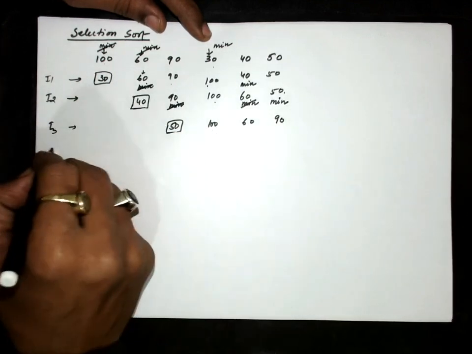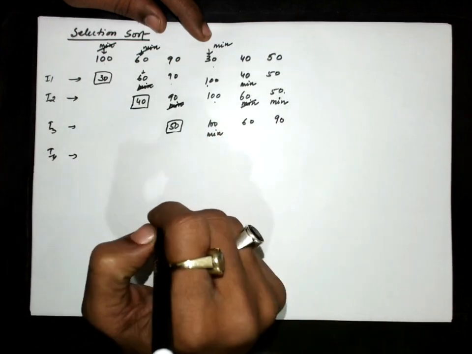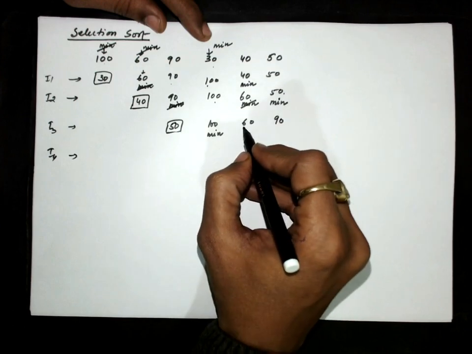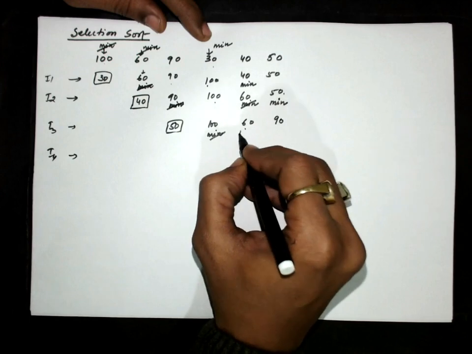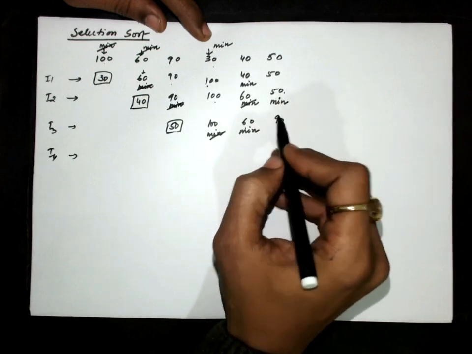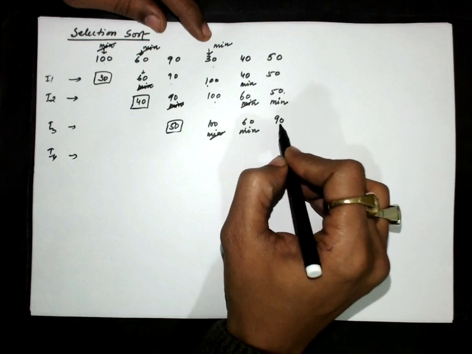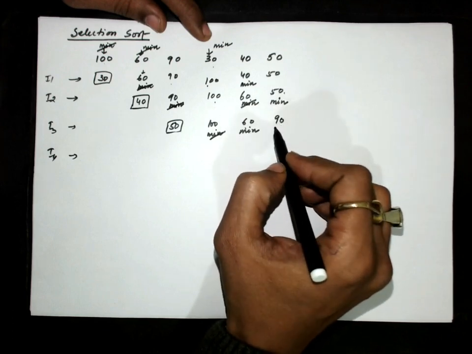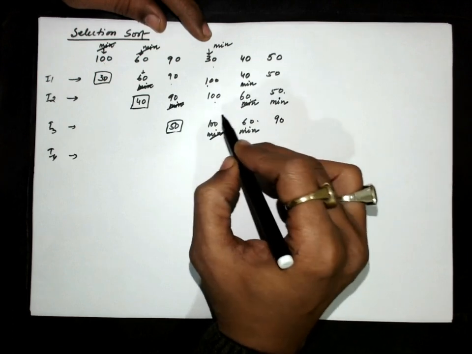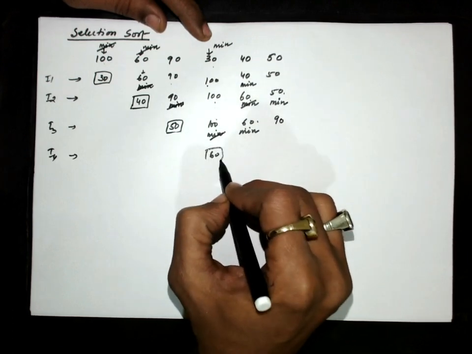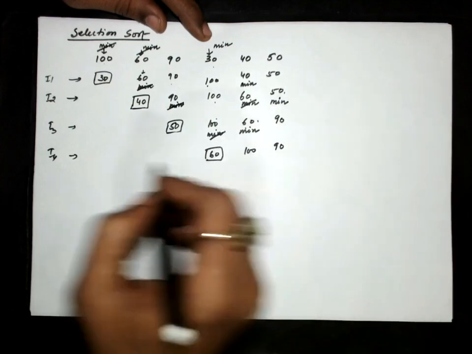Let us do another iteration. In the next iteration, we fix up this element as minimum. Compare the rest of the elements with this minimum. 60 gets compared with 50, minimum shifts to 60. 90 gets compared with the current minimum, which is 60. So 90 is not smaller than minimum, so minimum remains at 60. Now let us exchange this element with this one. The rest of the elements remain the same.